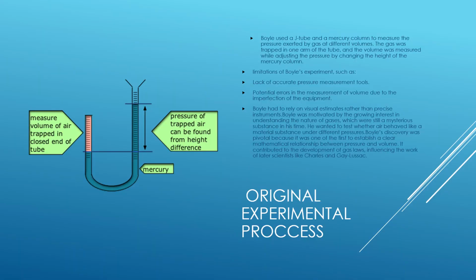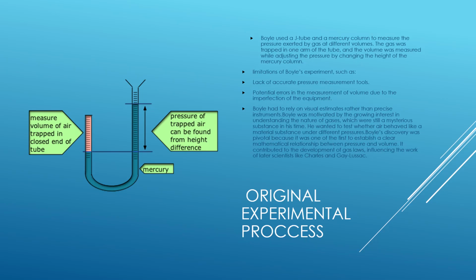Boyle used a J tube and a mercury column to measure the pressure exerted by gas at different volumes. The gas was trapped in one arm of the tube, and the volume was measured while adjusting the pressure by changing the height of the mercury column.